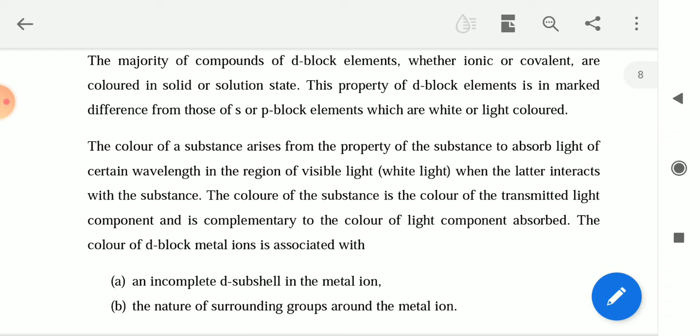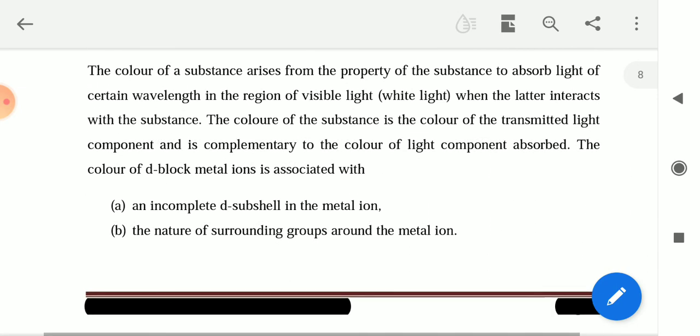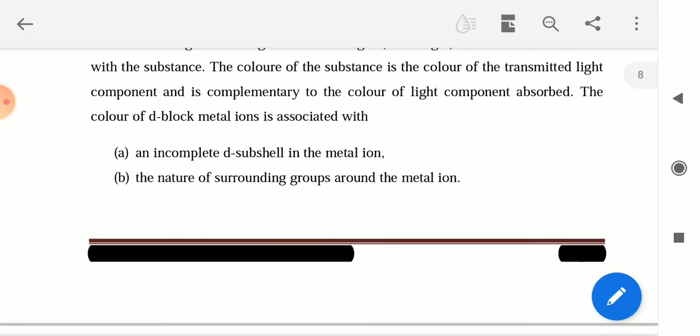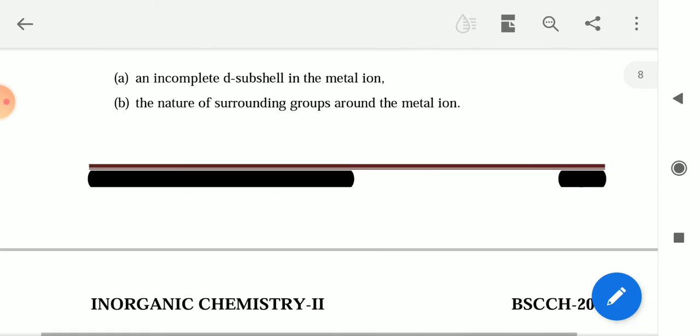When the light interacts with the substance, the color of the substance is the color of the transmitted light, and it is complementary to the color of the light component absorbed. The color of the d block metal ion is associated with an incomplete d subshell in the metal ion and the nature of the surrounding groups around the metal ion.